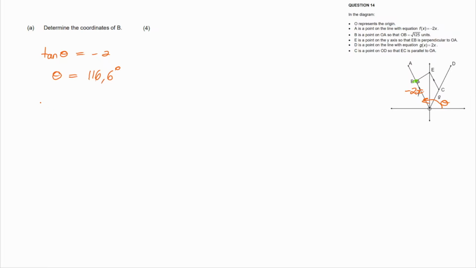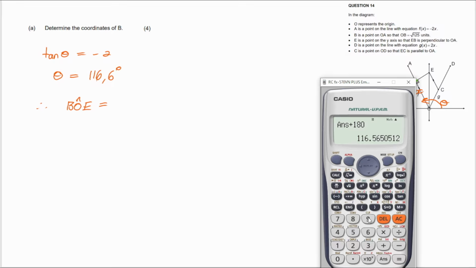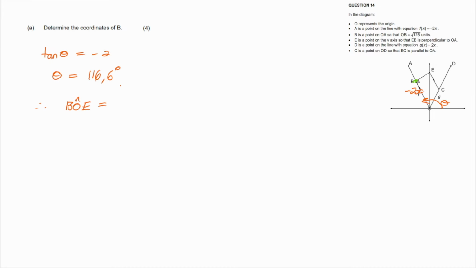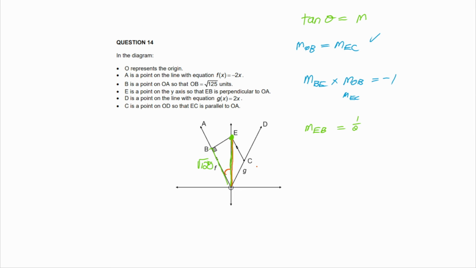Therefore, angle BOE, this angle, is equal to this answer minus 90. And I get that this angle is 26,6 degrees. So now I have this angle.